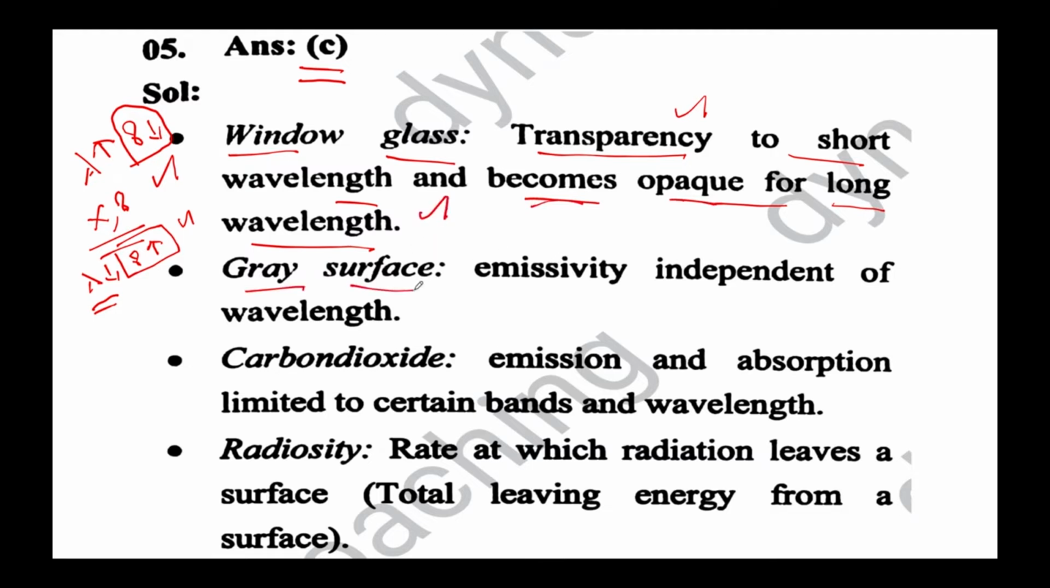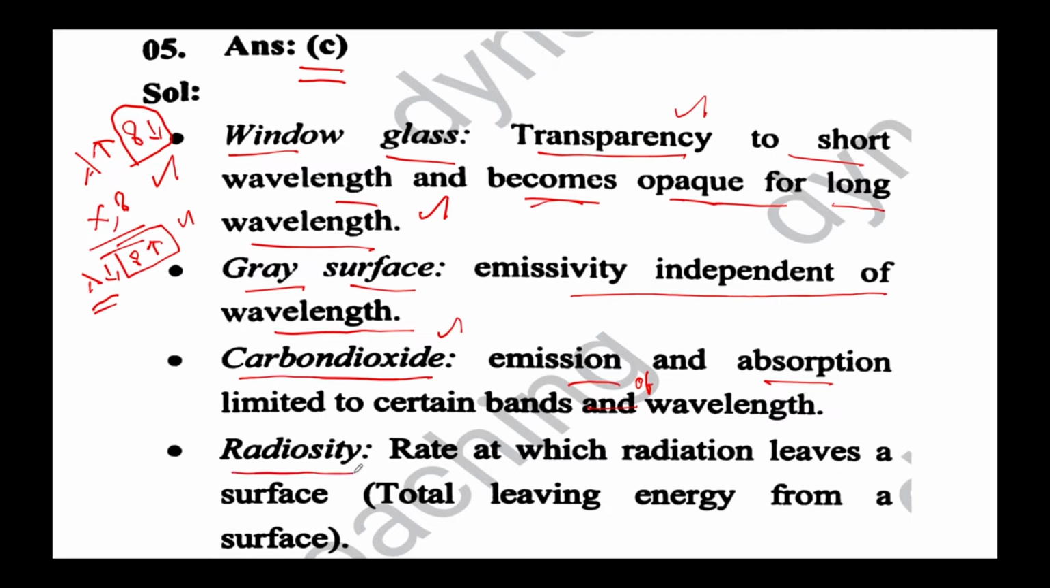Next, if you go for the gray surface, the emissivity, we know that it is independent of wavelength. Third one is this carbon dioxide, and if you try to take the carbon dioxide or the radiation from the gases, its emission and absorption is actually limited to certain bands of wavelength, not on a range of wavelength. It is actually limited to only certain bands of wavelength. So the emission and absorption of the gases are limited to only certain bands of wavelength.